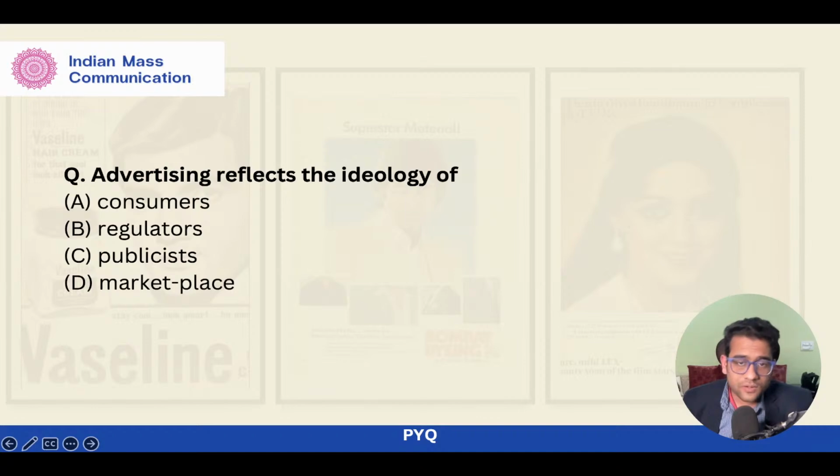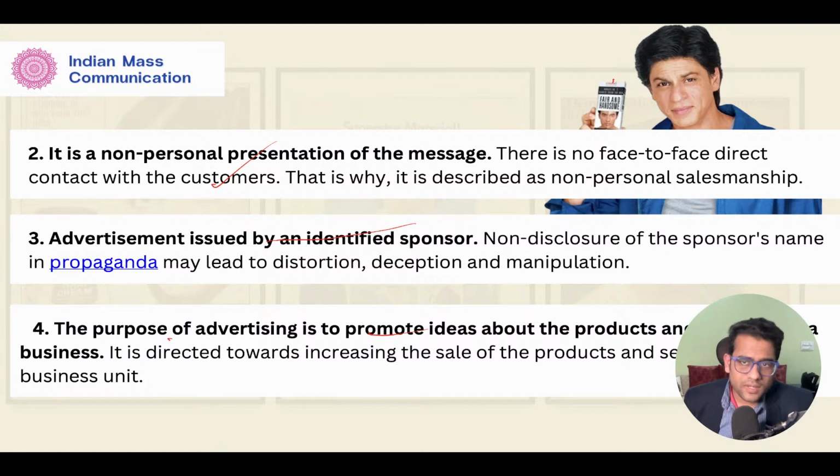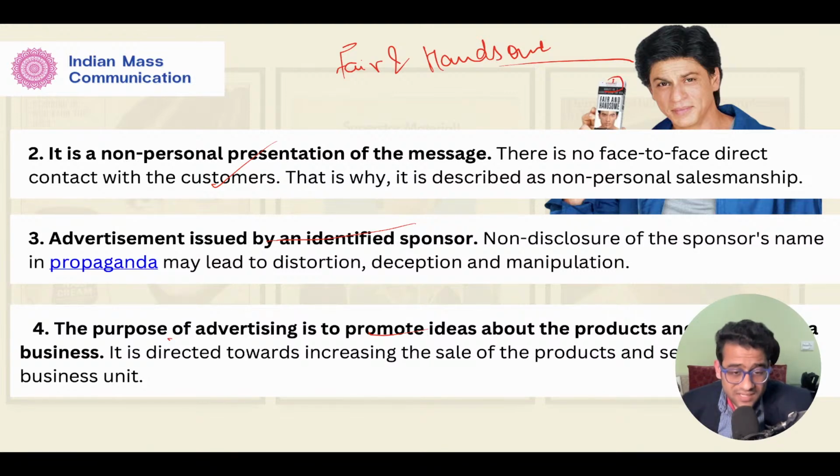So look, I have a picture for you, let us go to this slide. What is this advertising? This is advertising of Fair and Handsome. Who is the identified sponsor? Emami, okay, or whatever brand this is. So whose ideology does this represent? The consumer, yours or mine, or the marketplace, or the person who is sponsoring this? Now tell me. The marketplace, right, the person who is selling this.